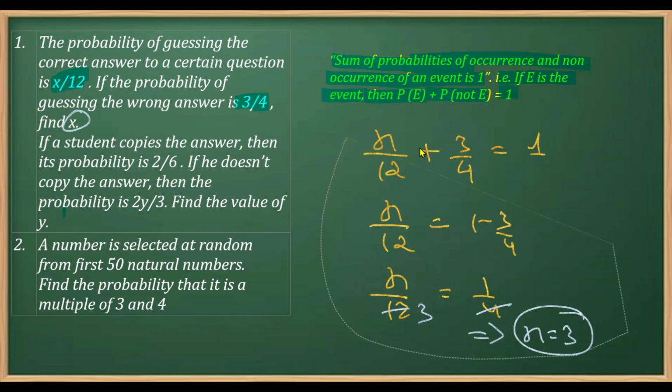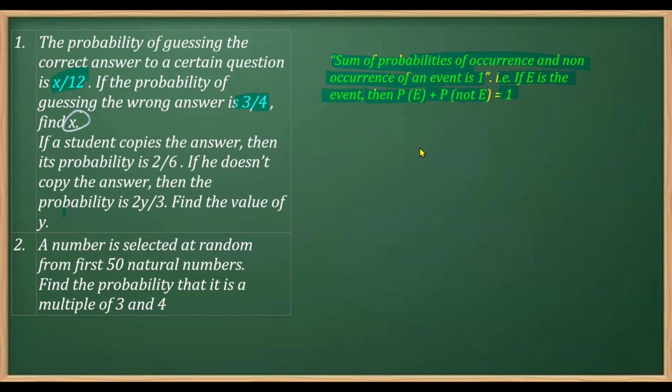Now, similarly, it has an extended part also, this question I can see. So in the next part, it says if a student copies the answer, then the probability of him copying the answer is 2 by 3. And if he does not copy the answer, in that case, the probability is 2y over 3. So we have to find the value of y.